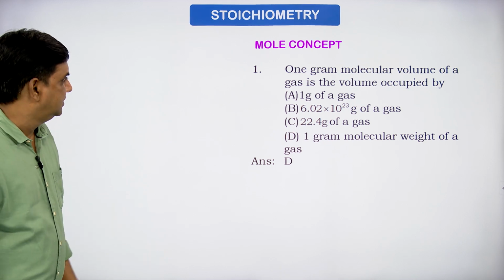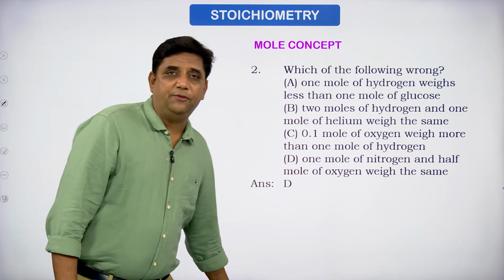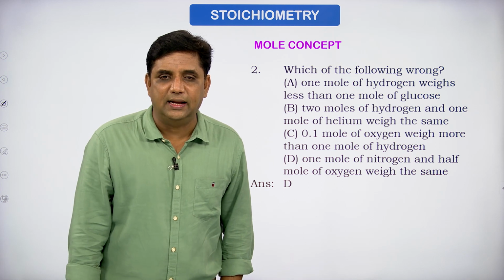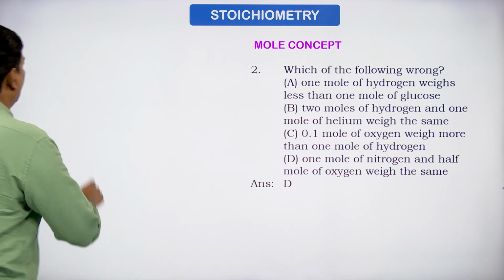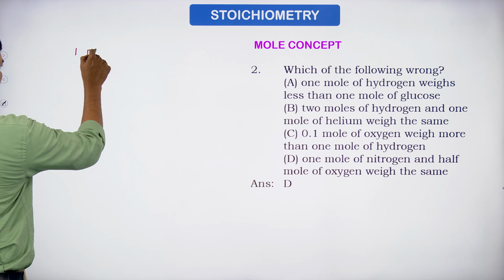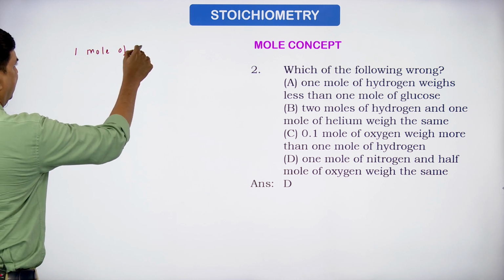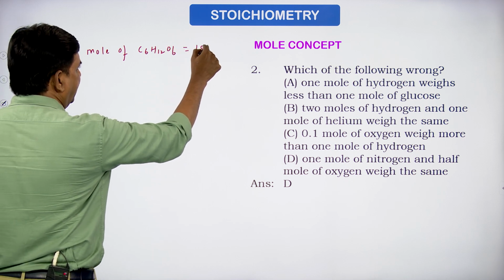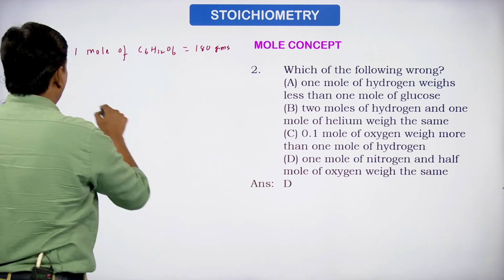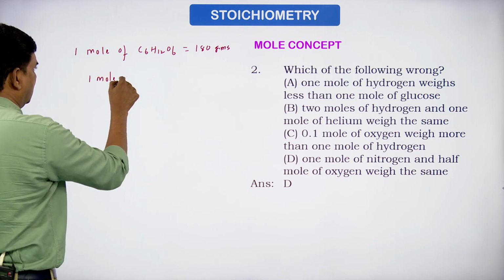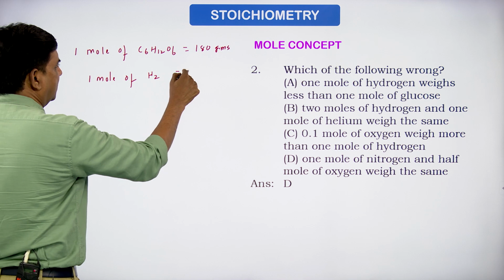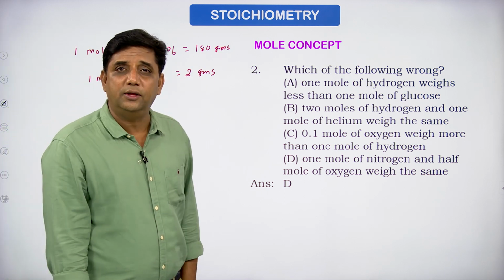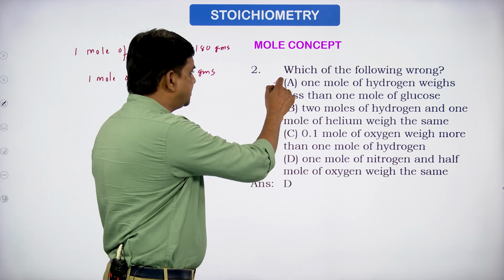Okay, right. Which of the following is wrong? The first statement: 1 mole of hydrogen weighs less than 1 mole of glucose. 1 mole of glucose is C6H12O6, whose mass is 180 grams. 1 mole of H2 has a molecular mass of only 2 grams. So 2 grams is very much less than 180 grams.